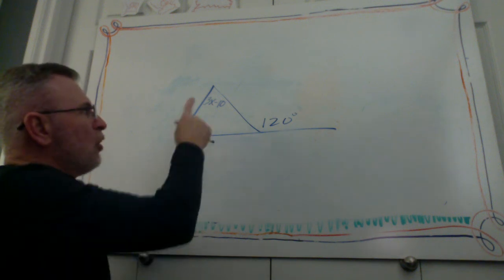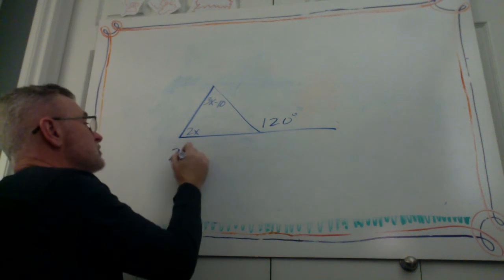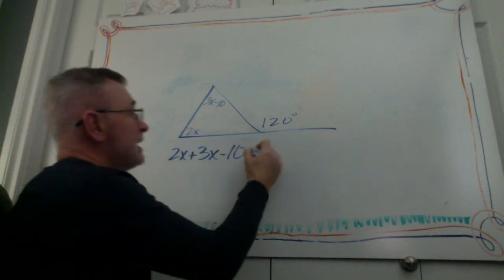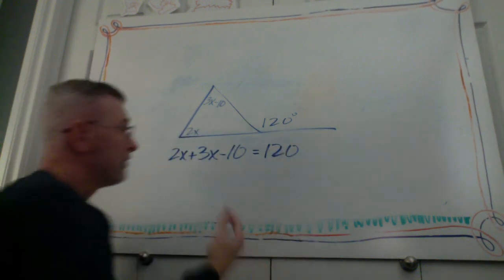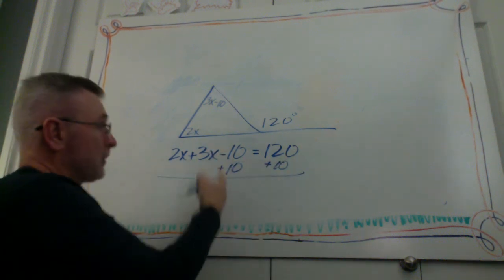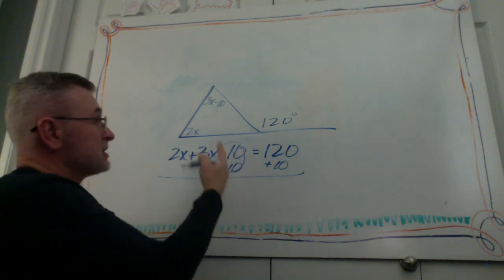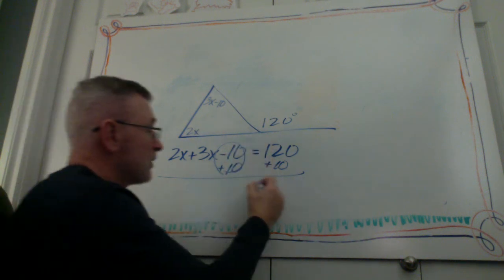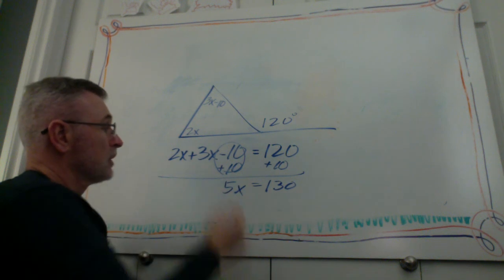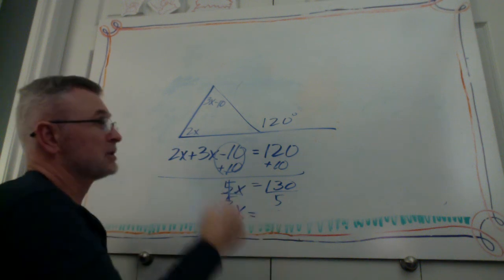So it's the only one that they give you, and you just set it equal to those other two. So this is 2x plus 3x minus 10 equals 120. And then we're going to add 10 to each side here because we want this to be a 0. And in order to make it a 0, since it's being subtracted, we add it. That makes this 130 over here. 2x plus 3x is 5x. Divide both sides by 5. This is x equals 26.